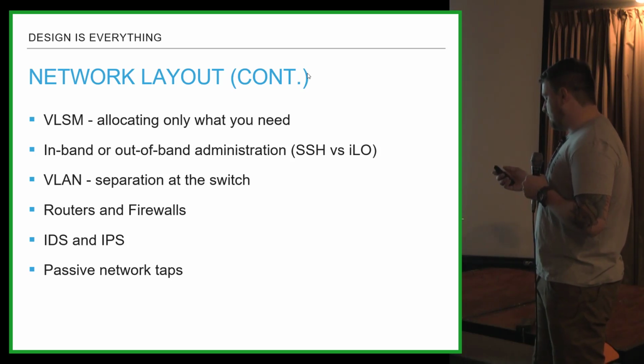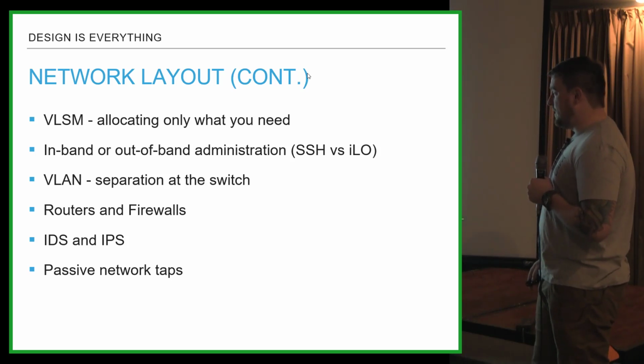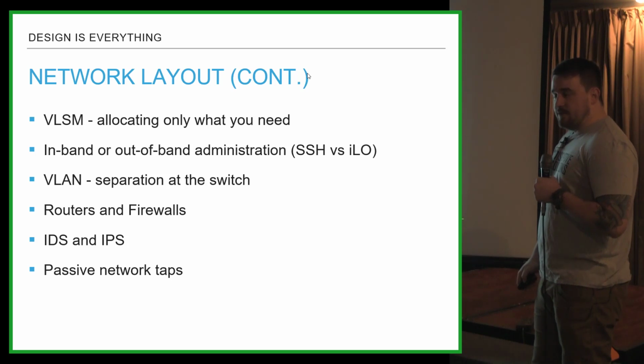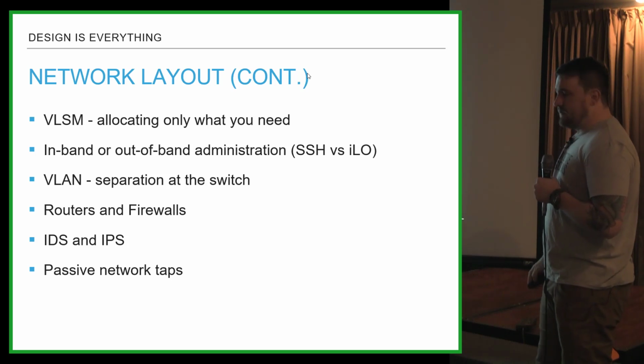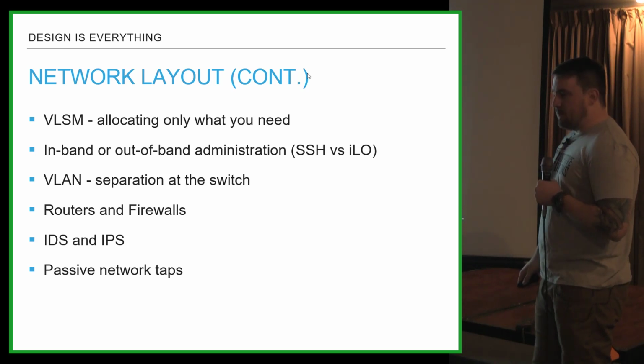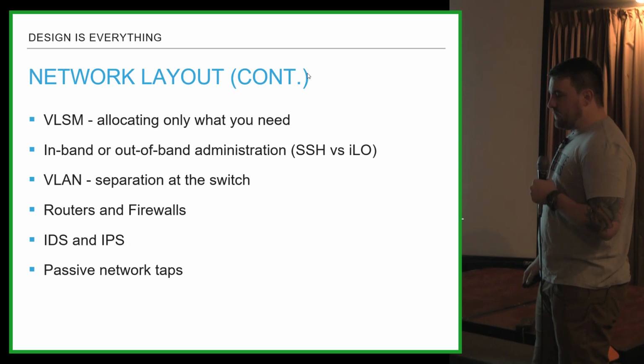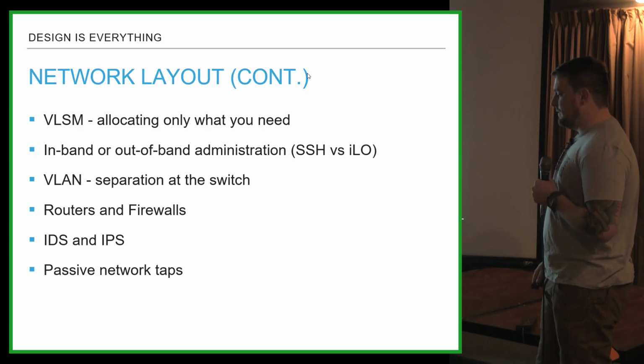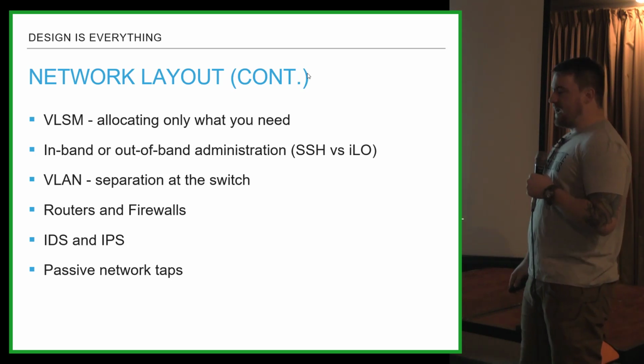And then the last thing I'll mention about network layout is use passive taps. Look at traffic. It's a pain in the butt, but passive network taps is probably one of the best ways to get a non-discriminate look at what's happening in your network.